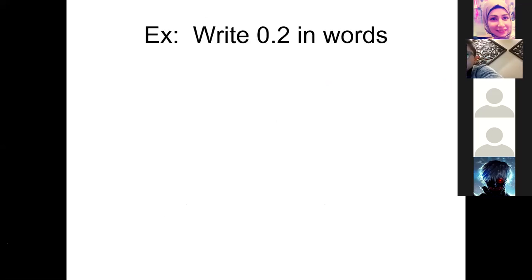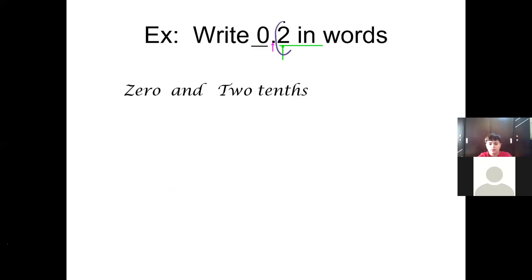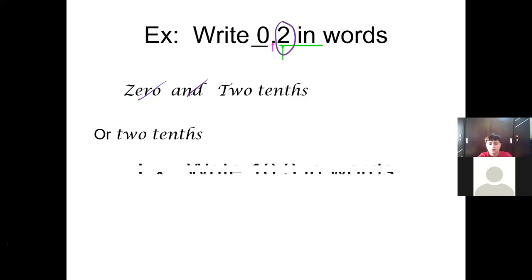Okay. Adam, your turn. How do we write 0.2 in letters? 0 and 2 tenths. Excellent. So 0 and 2 tenths. Wait a moment, Ahmad. 2 tenths, because we have just one digit in the decimal part. Yes, Ahmad, the 0 and we can leave out, it's nothing. We can write quickly 2 tenths. Okay?